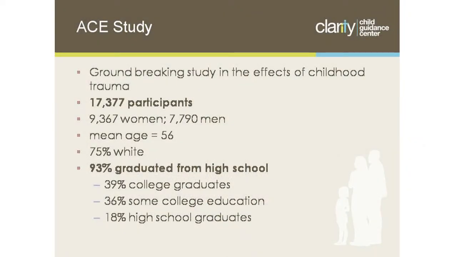So in the study, the results of the study were somewhat more powerful, first of all by the number of participants in the study, which was well over 17,000, but also the background of those participants. So they were not looking at a really at-risk population. This was a group of mostly white, middle age, 56 was the mean age, 93% high school graduates, almost 40% had college graduation, some college, another 36%.